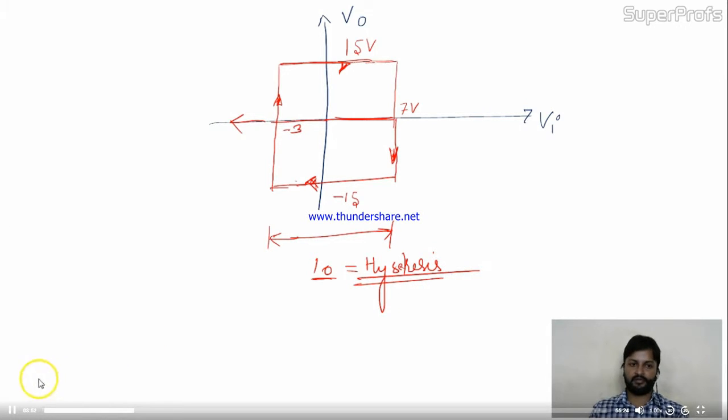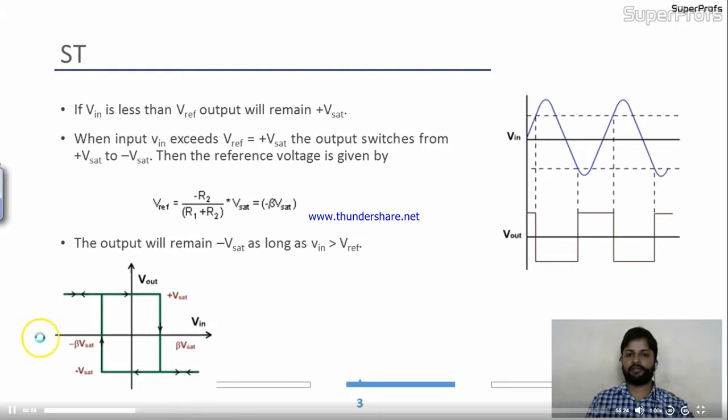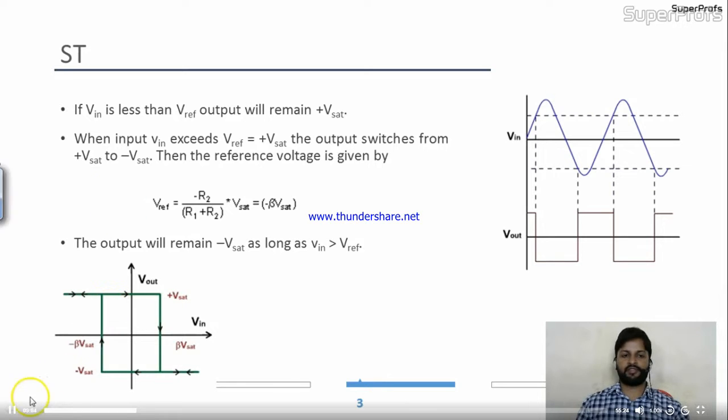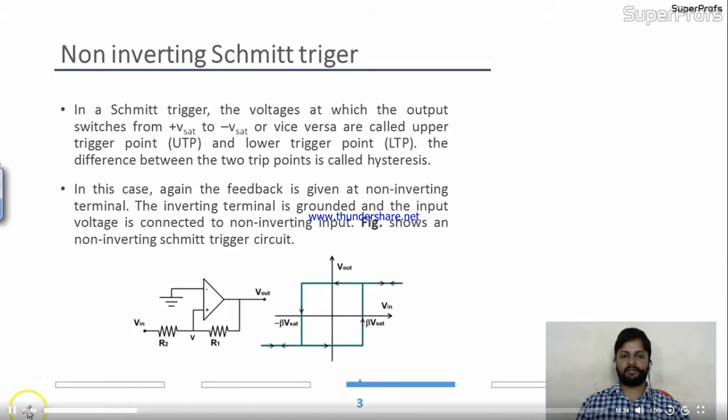Okay. Now let's come to the non-inverting type of SCHMITT trigger. Okay, our next topic. SCHMITT trigger is over. This hysteresis width is over. Now we will switch to the next one. This is the non-inverting SCHMITT trigger. See, this is the circuit of the non-inverting SCHMITT trigger in which we are applying the input to the non-inverting terminal.